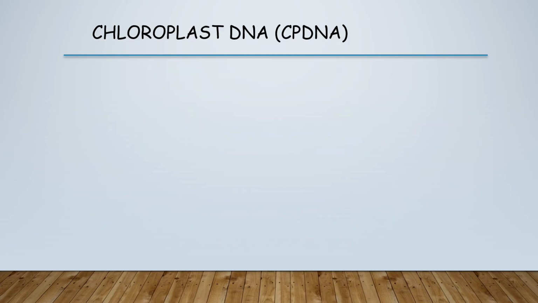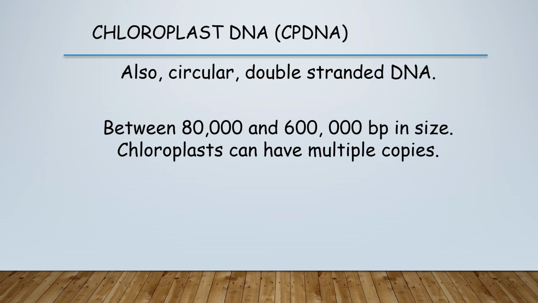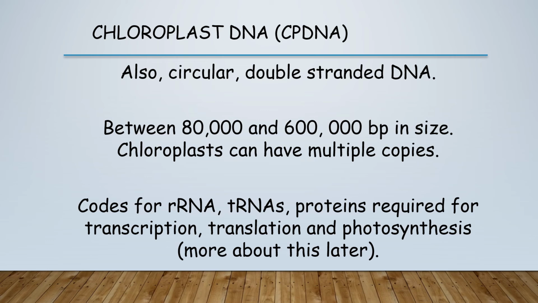Similar with chloroplasts, it is also circular, it is also double-stranded, and again it can range between 80,000 and 600,000 base pairs in size, and it can also have multiple copies. Those base pair numbers are not something you need to know. This is just a bit of extra information for you just now. And again, it codes for things like RNA, proteins required for transcription, translation, and photosynthesis. But again, more about that later.